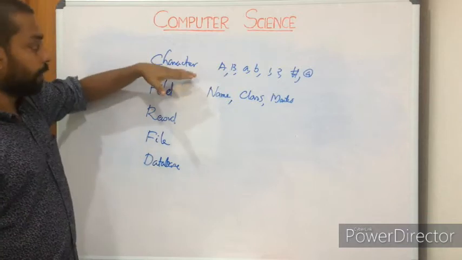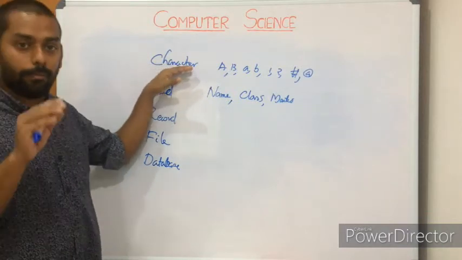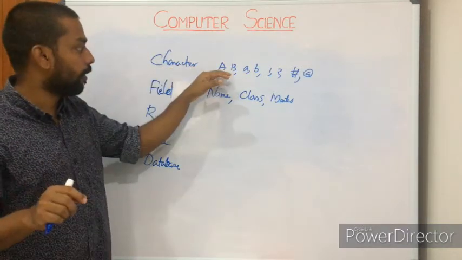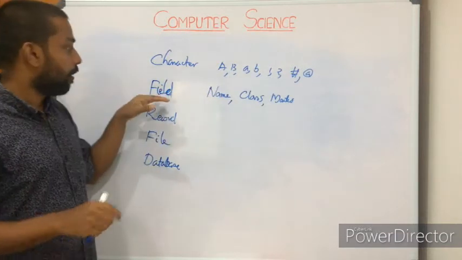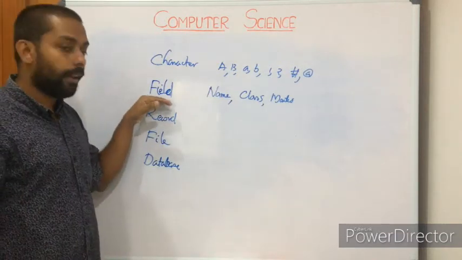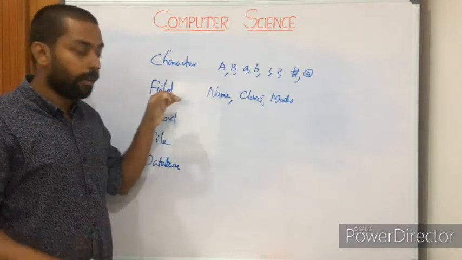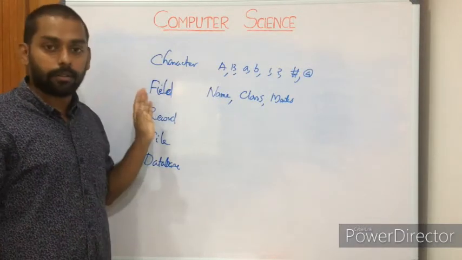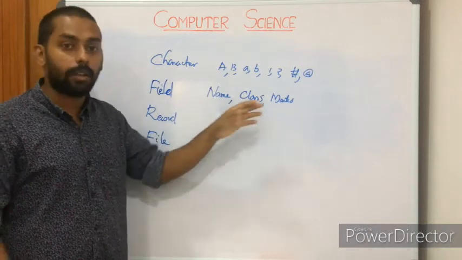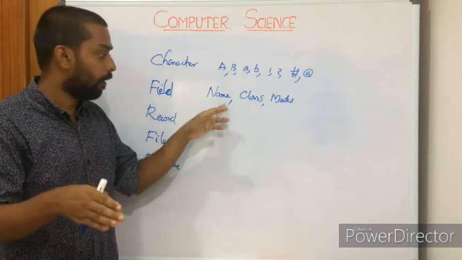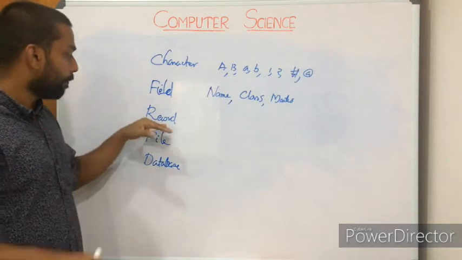The first component is character, bits and bytes. That's the smallest one, consisting of A B C D, numbers and special characters. The next one is field. What is a field? Columns. A field means a collection of characters. For example, name, class, marks. It is a column. Then record.